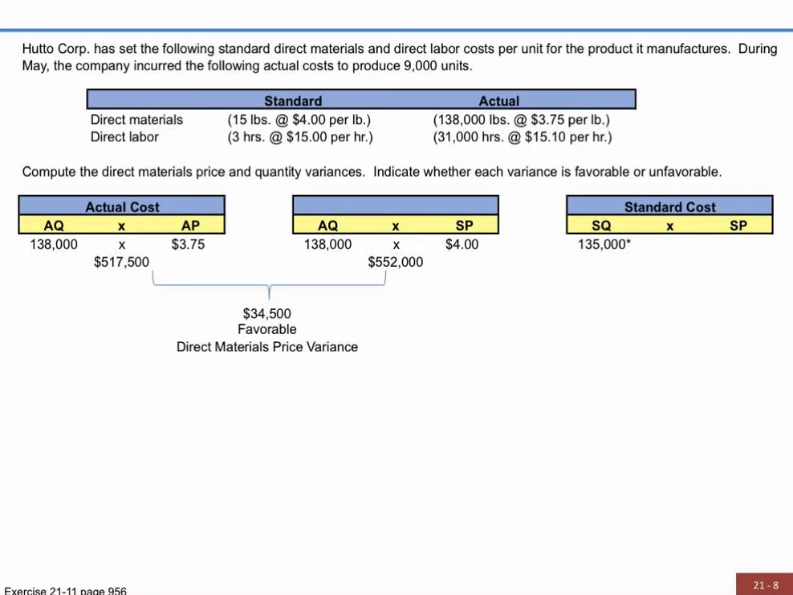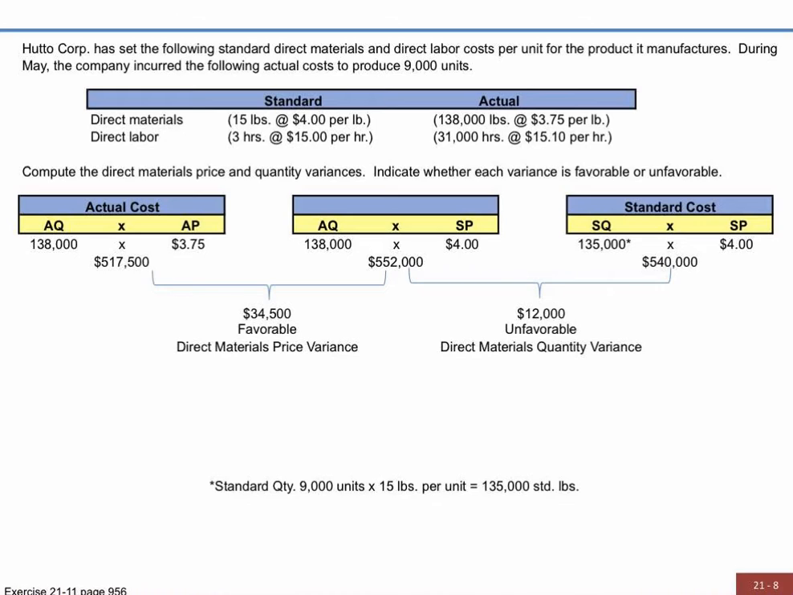Now if we look at our standard cost here, 135,000, and that's computed by taking 9,000 units from the problem times the 15 pounds per unit, which is under the standard column. We'll get 135,000 as the estimated pounds for a standard quantity, and then we're going to have $4 for that standard price, which will get us 540,000 for direct materials, and that's going to be a 12,000 unfavorable variance.